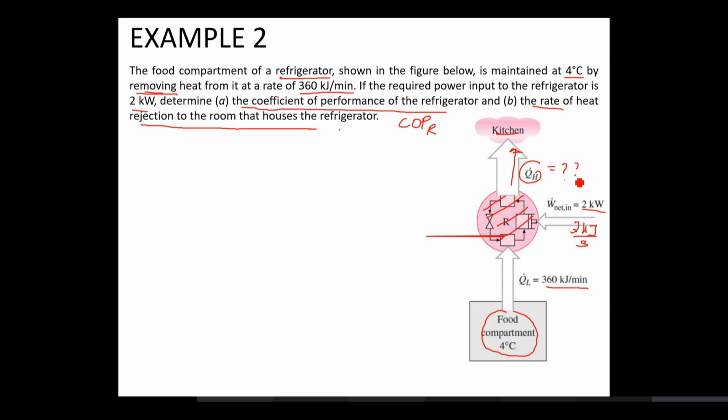So the first thing, kindly find out, I'll write down the relationship over here if you don't remember. COP of refrigerant is essentially QL over QH minus QL. All right. Based on this relationship, you have to find out the coefficient of performance of a refrigerant. Could you please find out the coefficient of performance of a refrigerant? I'll give you 2 minutes. All right. Kindly find it out.